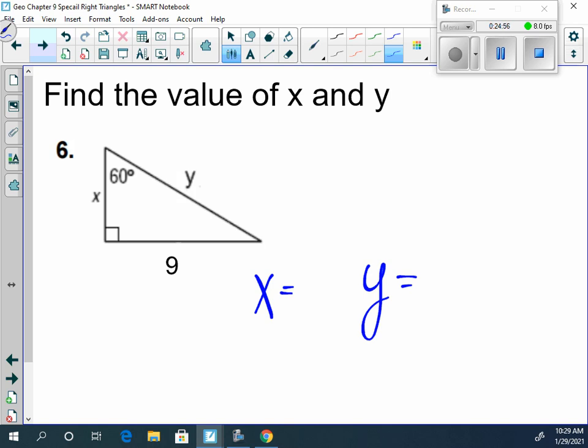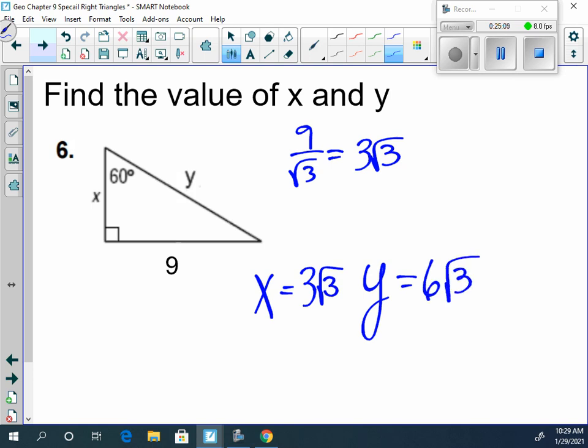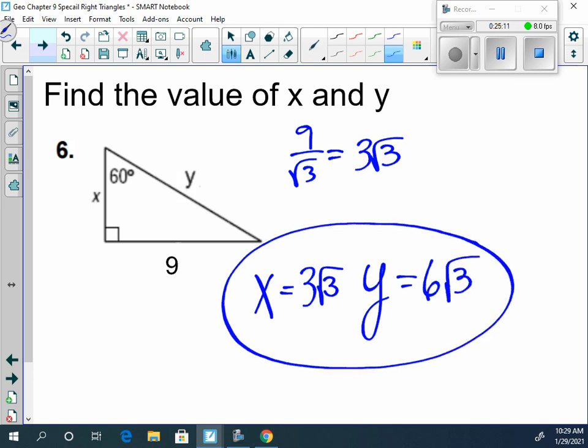What do we do? Do we agree with this here? Yes, we all agree. 3 square root of 3 and 6 square root of 3.